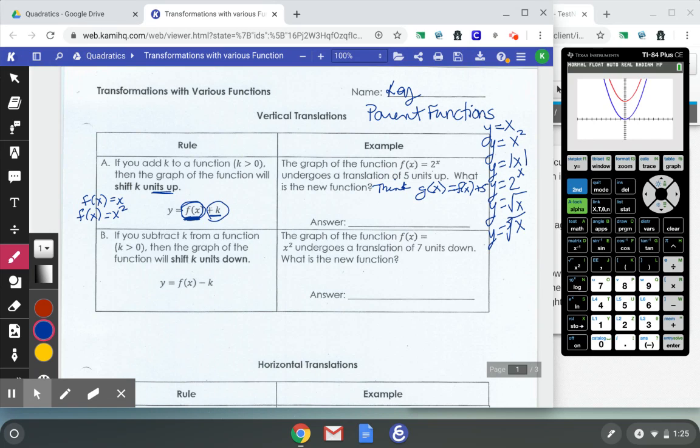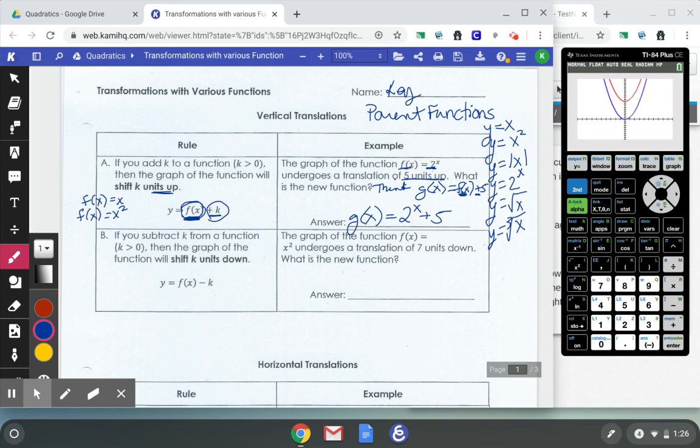In this question, it's saying, as an example, if the graph of the function f of x equals 2 to the x power, so that's your parent exponential function, undergoes a translation of 5 units up, what would the new function be? I could take that parent function and add 5 to it. So the new function is 2 to the x plus 5. Whatever function you start with, you're just adding 5 units to shift it up. So that's talking about a vertical translation. It's just going to shift it up.